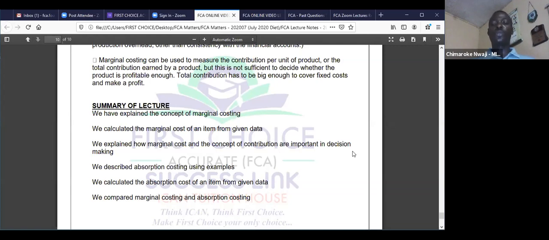I also told you that the higher the closing stock, the higher your profit and the lower your cost of sales. The higher your opening stock, the higher your cost of sales and the lower your profit. Take note of these things and you won't go wrong.